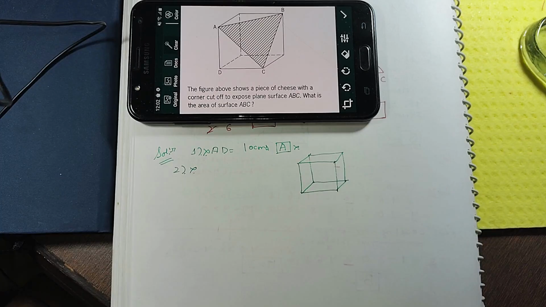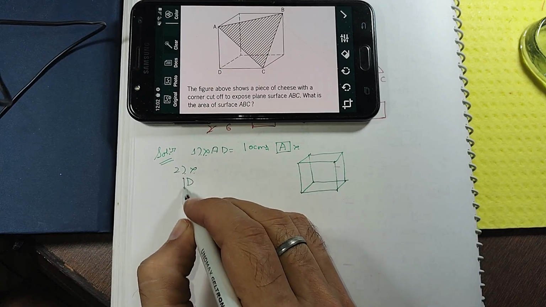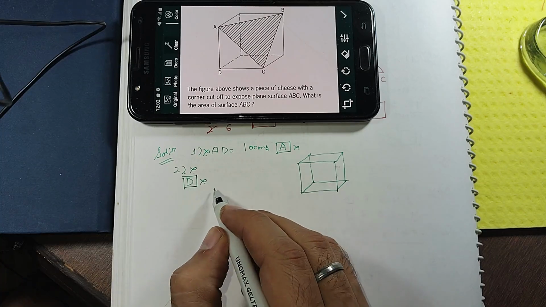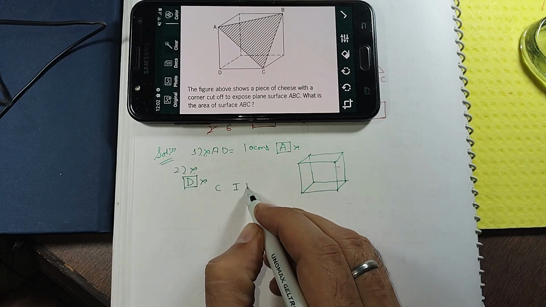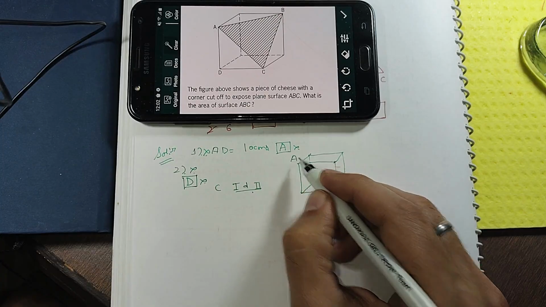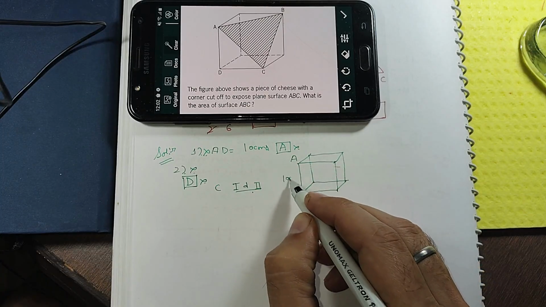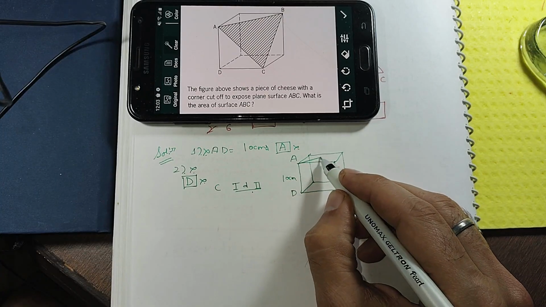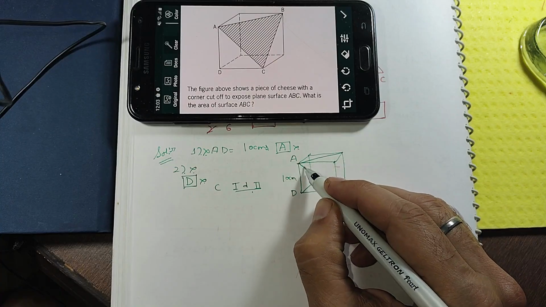Now that means that option D will also be not sufficient. So we can mark D as also not sufficient. Now we'll check for option C, which means combining first and 2. Now statement first says that AD is 10 centimeters, right? Now for the area which has been exposed, statement 2 tells us that this is a cube.